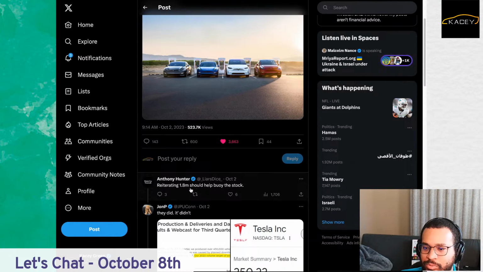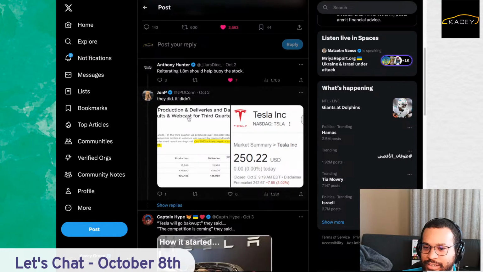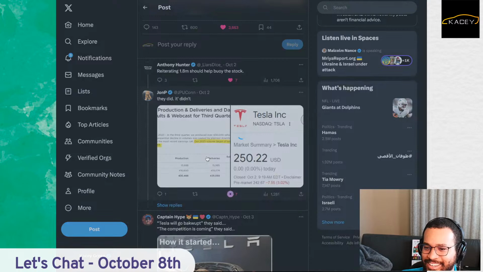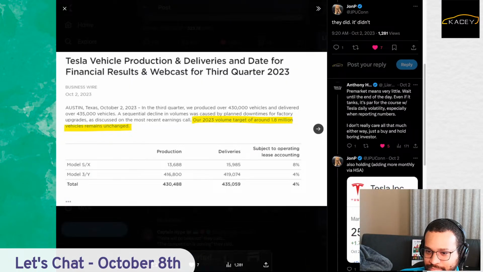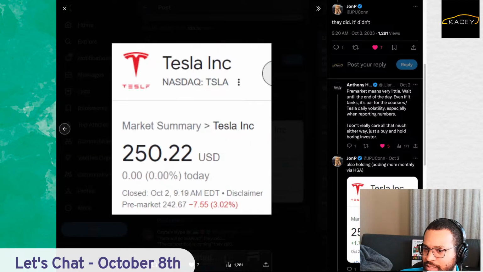Reiterating that 1.8 million should help buoy the stock. Yes, they did, but it didn't. They reiterated the 1.8, and the stock went down $7 that day.